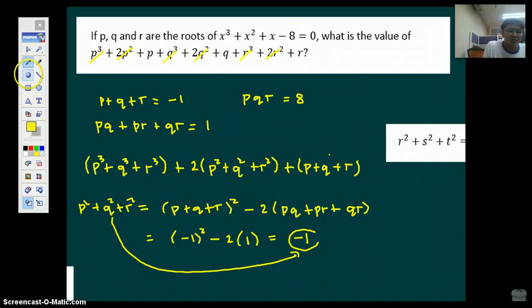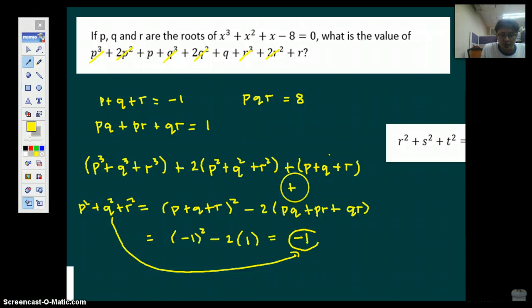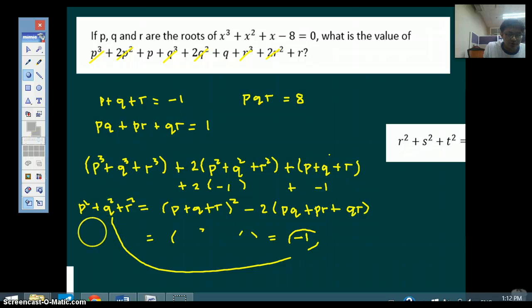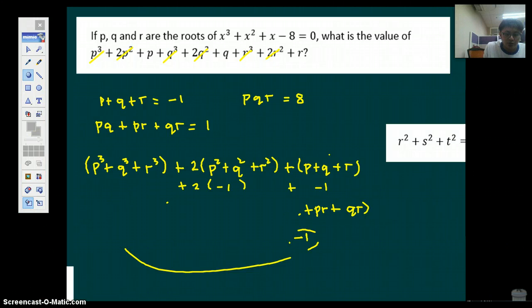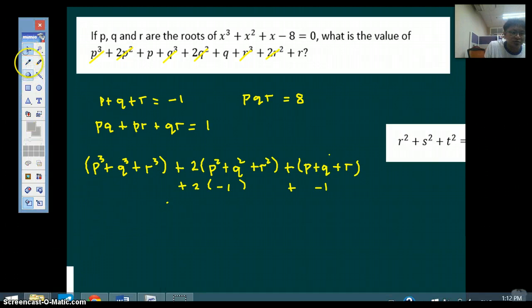So we can now replace all. We know that p plus q plus r is simply negative 1. And then here, that's 2 times p squared plus q squared plus r squared, which we got as negative 1. So what we're left with is to find the value of the sum of the cubes. So let's do that. Let's erase part of our formula first. This time we'll be using this relationship.